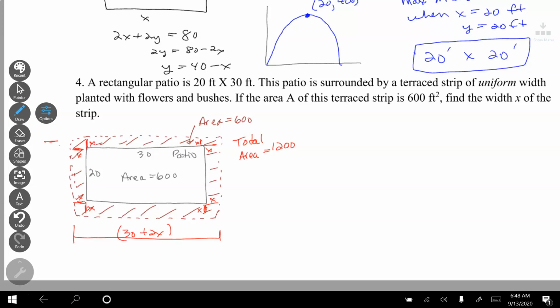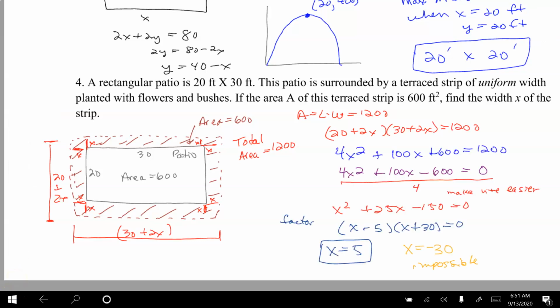And this side here is going to be 20 plus 2x. The total area is now 1200, the 600 of the patio plus the 600 of the uniform strip. So I have area equals length times width is going to equal my 1200, or the 20 plus 2x times the 30 plus 2x is equal to 1200.